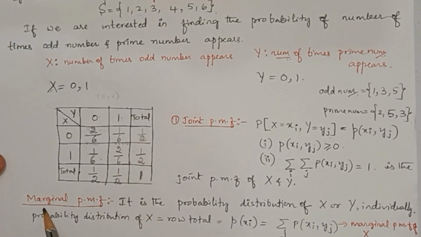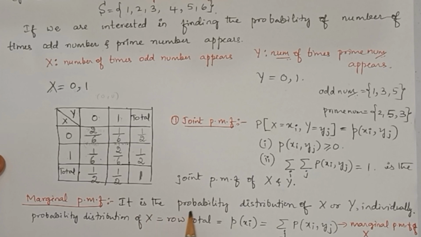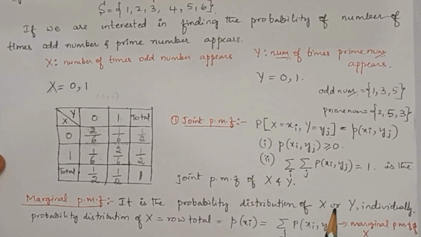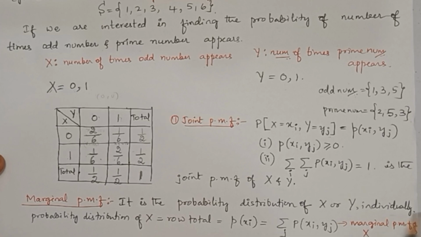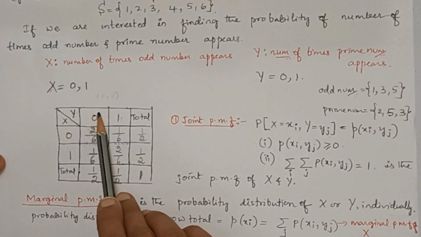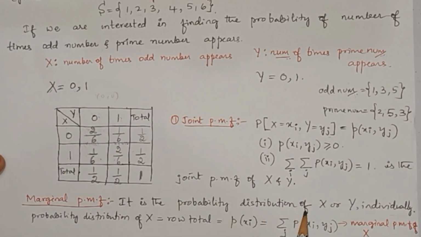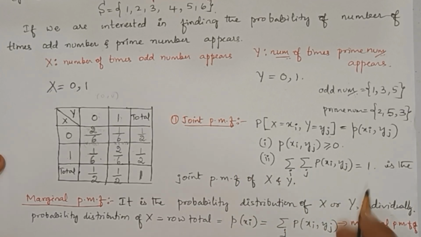Now about the marginal probability mass function. It is the probability distribution of x or the probability distribution of y individually. This was all both together. Now here you have to find the probability distribution of x and the probability distribution of y individually, separately. Then such a distribution is called the marginal probability mass function.